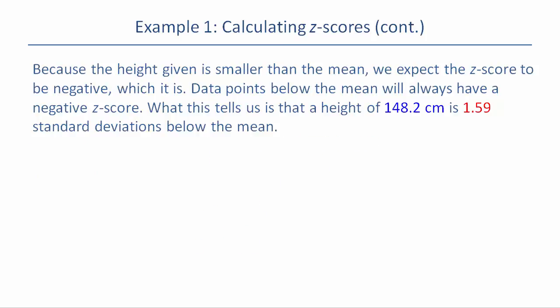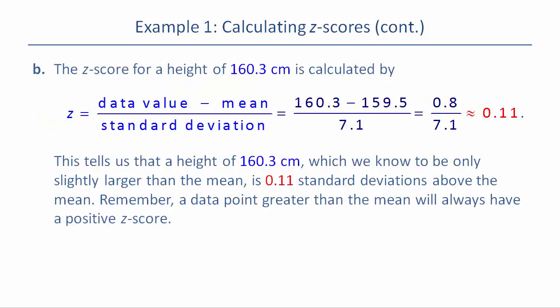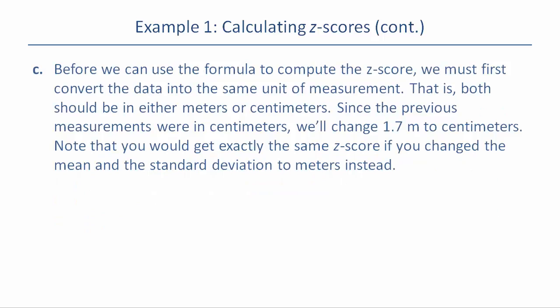And so we can see that 148.2 centimeters is 1.59 standard deviations below the mean. Do the same thing with the next, and we get 0.11. That means that's 0.11 standard deviations above, because it's a positive number, right?